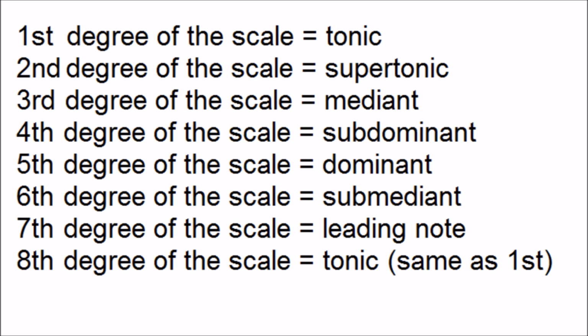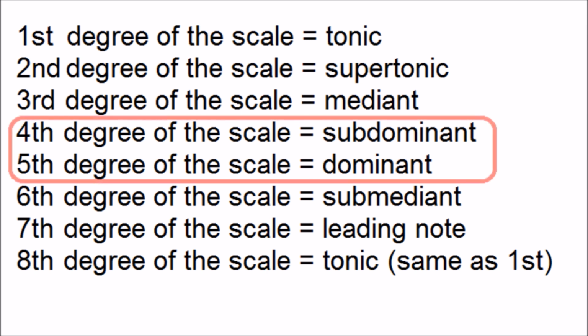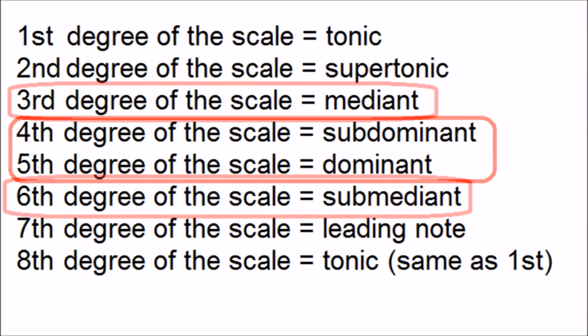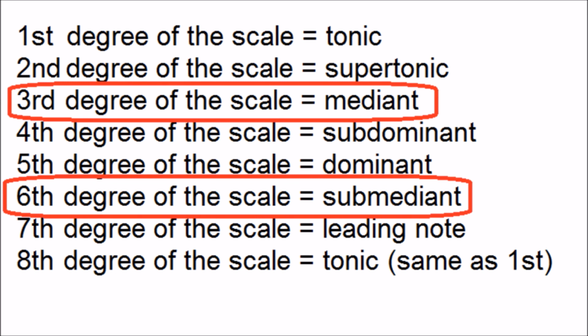Now, there is a pattern to observe that might help you remember some of these. The prefix sub means below. So, if the dominant is the fifth note up from the tonic, the subdominant is the fifth note down from the tonic. The same is true for mediant, the third note up, and submediant, the third note down.